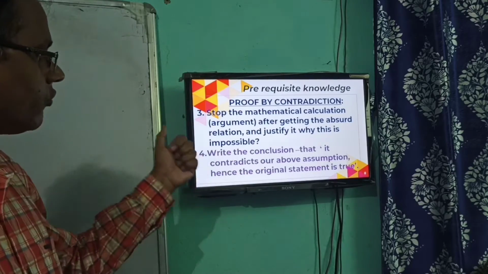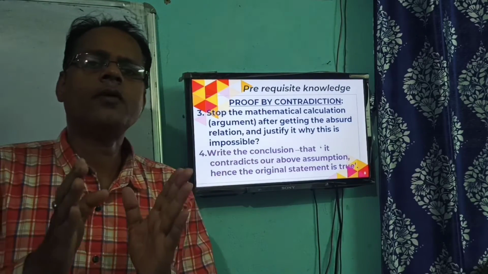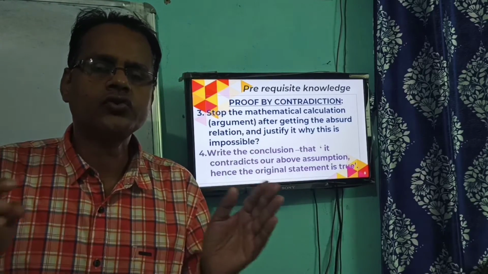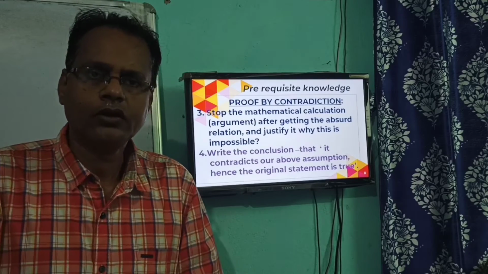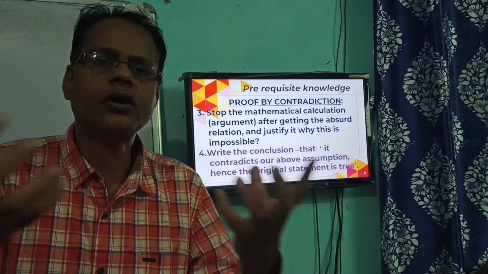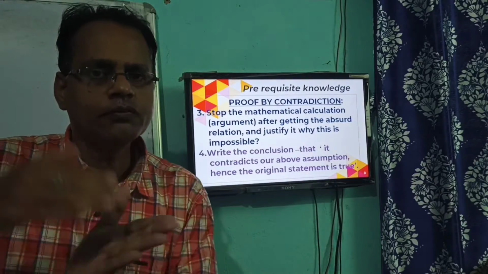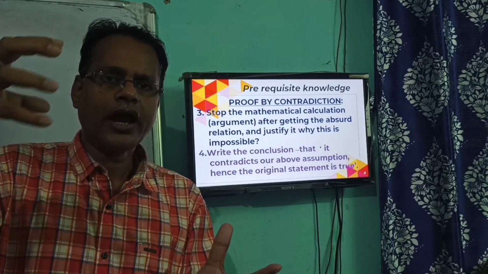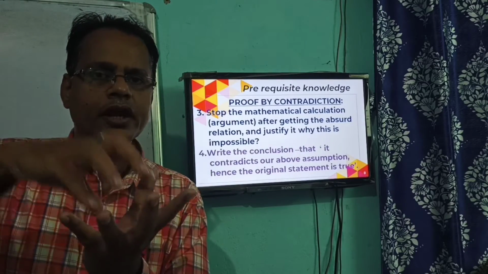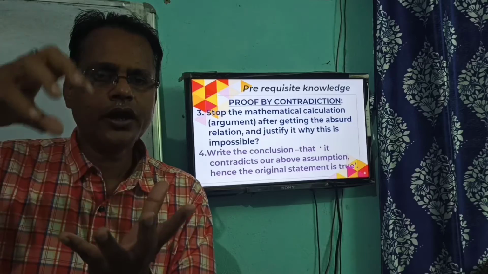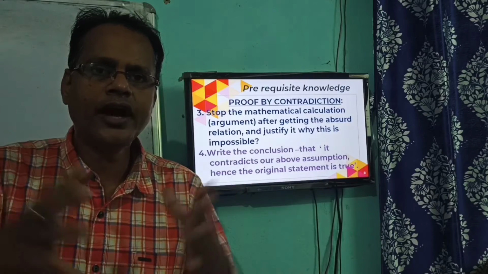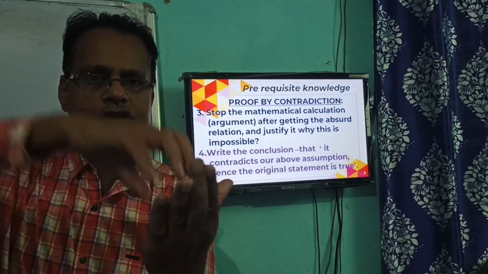Now, the last step is to write the conclusion that it contradicts our above assumption. Hence, what you are assuming is not true, but its converse is true. So these are the steps of the contradiction proof. Now, let us recall. When you were proving root 2 is an irrational number, you took the condition that a and b are co-prime. After doing certain calculations, you saw that the condition comes out opposite.